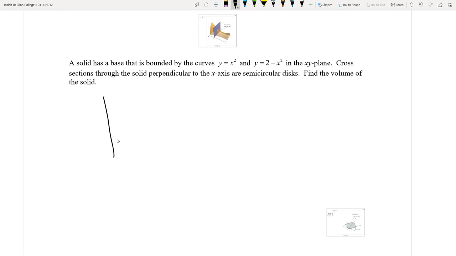All right, so when we are given a solid with a base bounded by curves, we're going to need two different graphs. Firstly, we're just going to need to graph the base itself. So we'll just graph these two. We've got y equals x squared. That's a standard parabola.